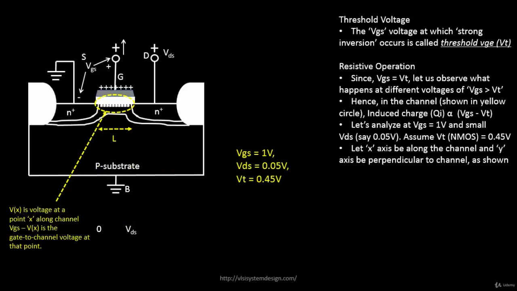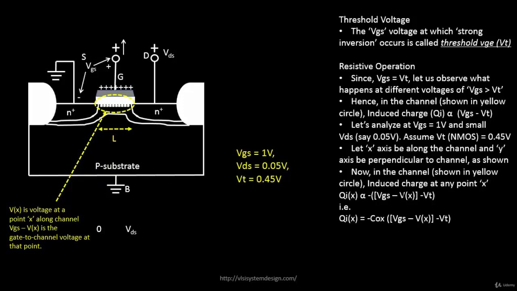Okay, so now we have to identify the amount of induced charges in this particular channel in the presence of VDS. Now the charge which is induced in the channel will be proportional to VGS minus Vx, which is the effective voltage at each and every point over here, minus the threshold voltage, because the threshold voltage is the one that basically turns on the transistor. So the induced charge is proportional to VGS minus Vx minus Vt.